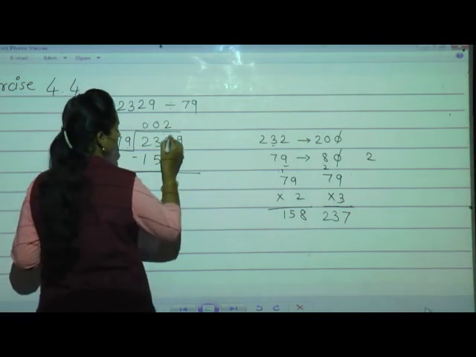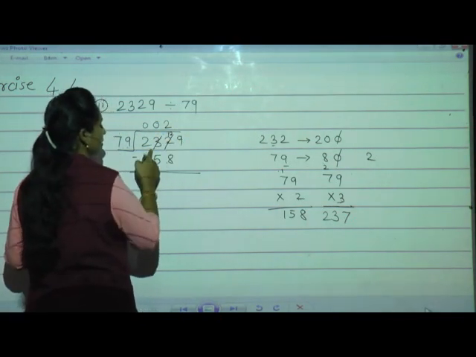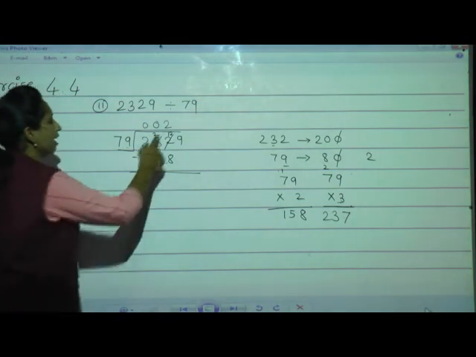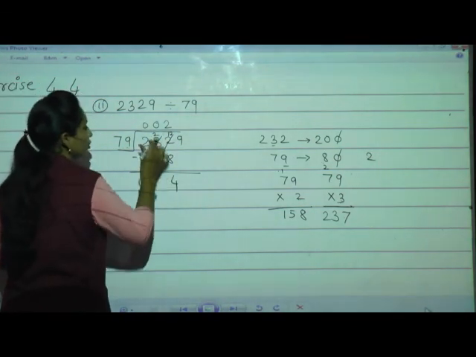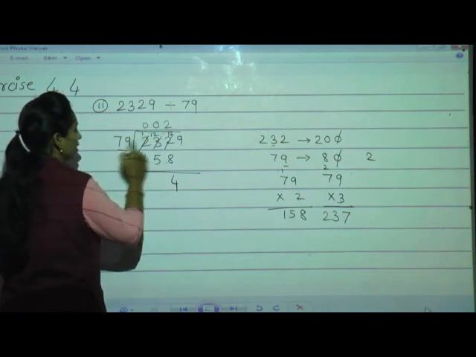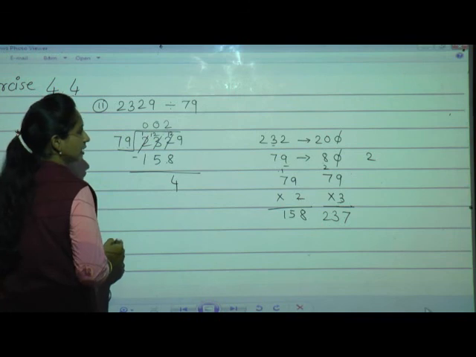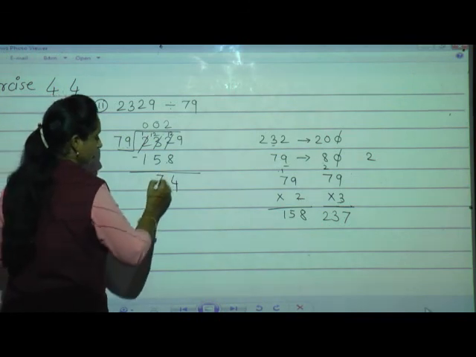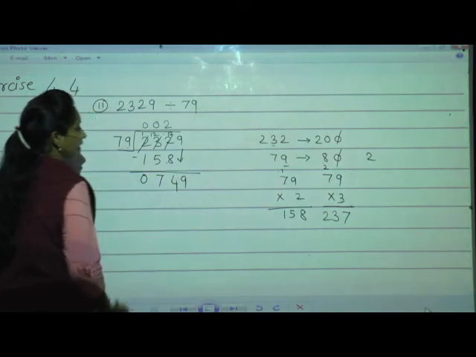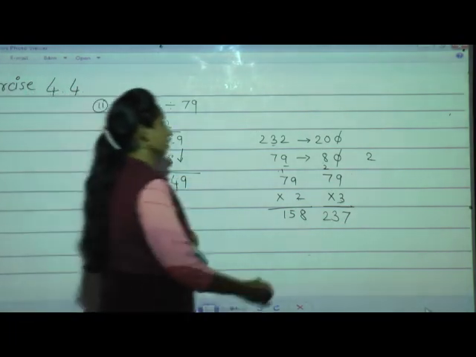2 minus 8, we can't do. Cut the 2, write as it is, take borrow from the neighbor. Neighbor is having 3. He will give 1, 2 will remain. Now 12 minus 8 is 4. 2 minus 5, again we cannot. Cut the 2, give 1 borrow, here 1 will remain. Now 12 minus 5 is 7. Now 1 minus 1 is 0, bring down 9. Now we are having 749.